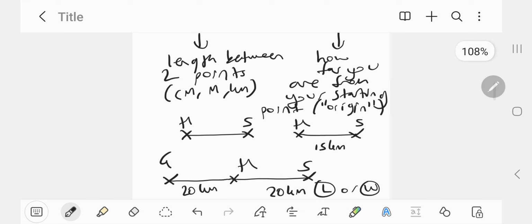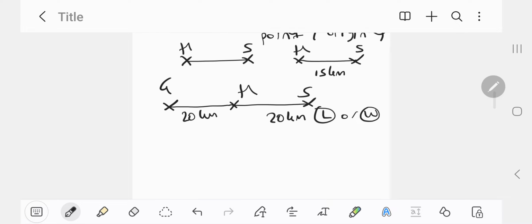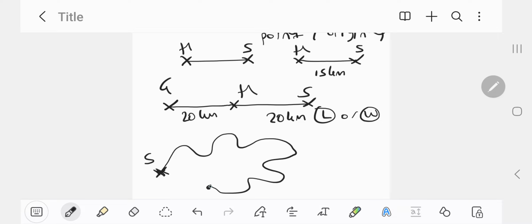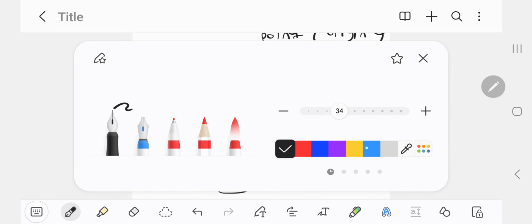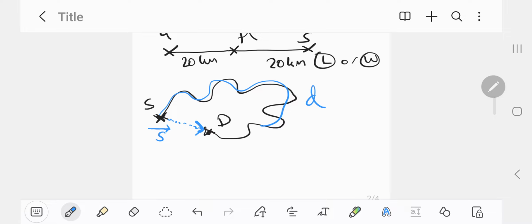Displacement is distance but with a direction. That's displacement. Now, it's usually a straight line distance. Another example, I start here. I'll go for a drive in a big loop and I stop here at my destination D. The distance covered is that wiggly line that I just drew here. That's distance D. Displacement is the straight line distance from my starting point to my destination. And we usually give it the symbol S with an arrow on top, or an arrow like that.